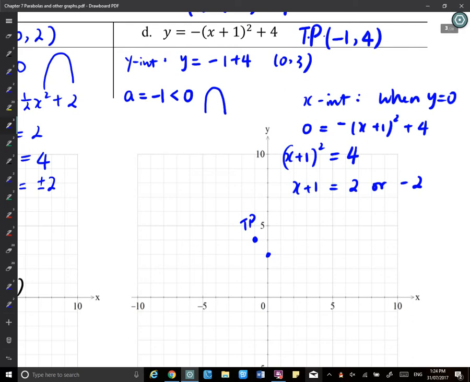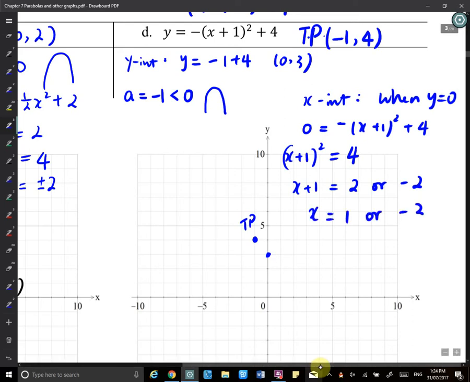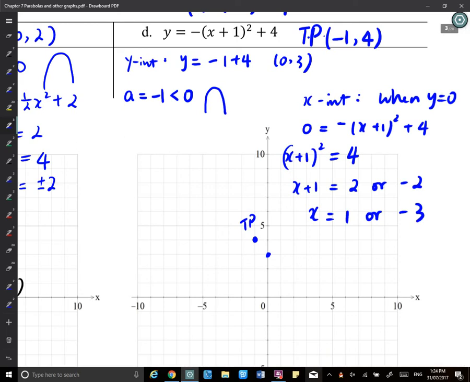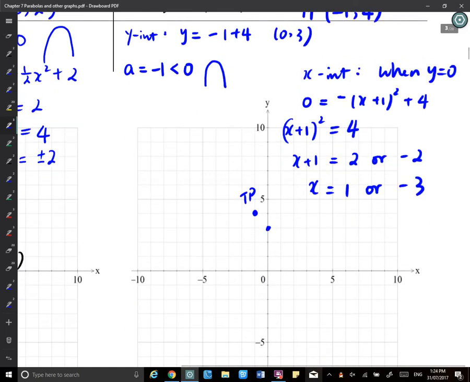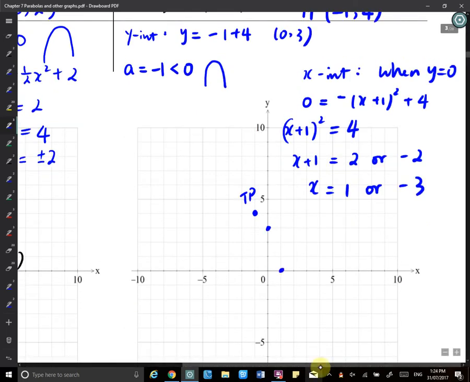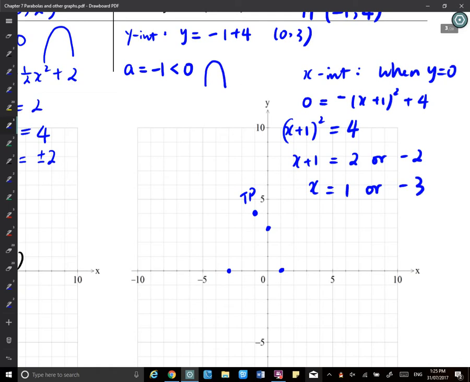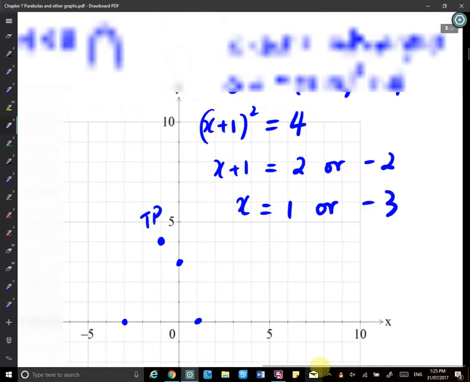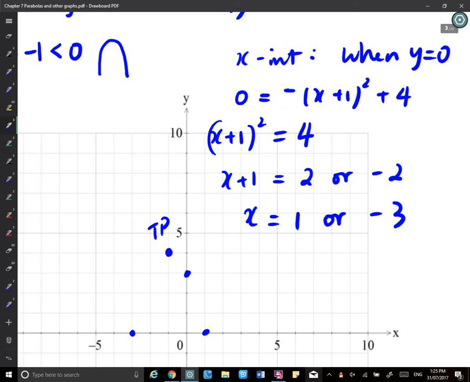So we take the square root of both sides, and subtract 1. So x will be 1 or minus 3. Just subtract 1: x plus 1 can be 2, x plus 1 can be minus 2. So what can x be? x can be 1 or x can be negative 3. So 1 is here, negative 3 is here. Yeah, that's how we solve for the x-intercepts.